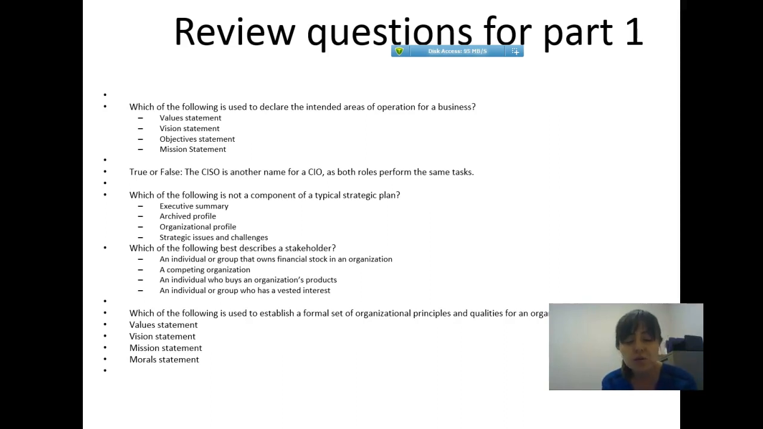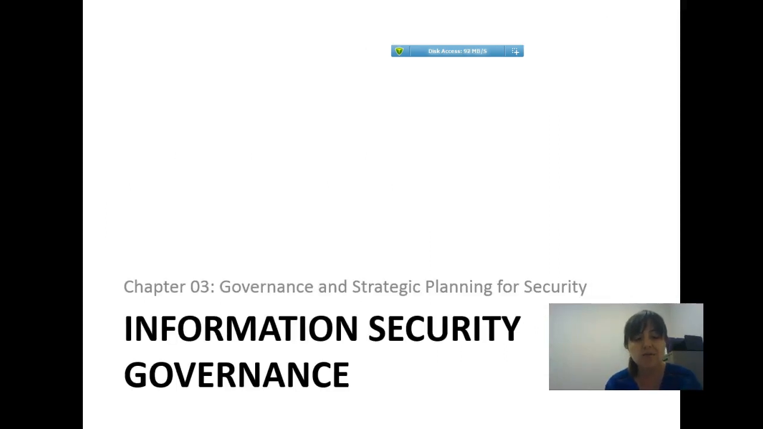Which of the following is used to establish a formal set of organizational principles and qualities for an organization? Value statement, vision statement, mission statement, or morals statement. And when we are talking about principles and qualities for an organization, we are talking about a value statement. Okay, let's now begin the information security governance chapter.